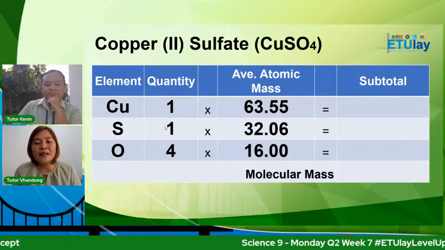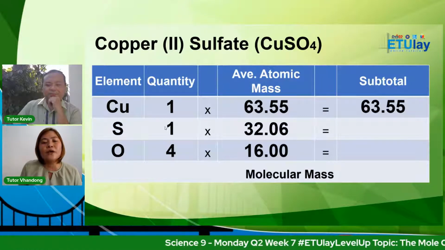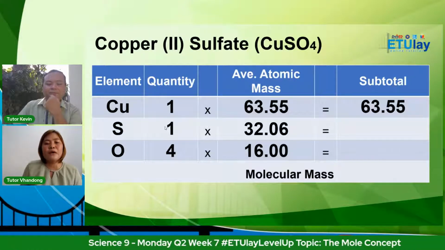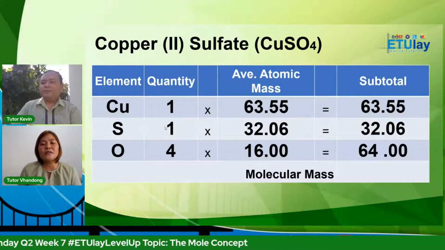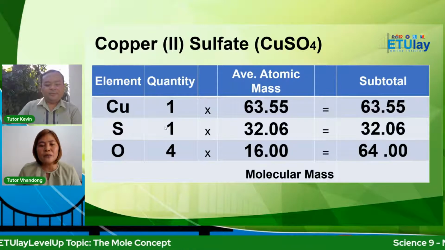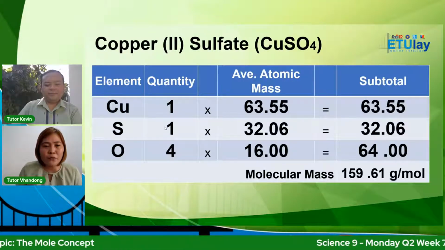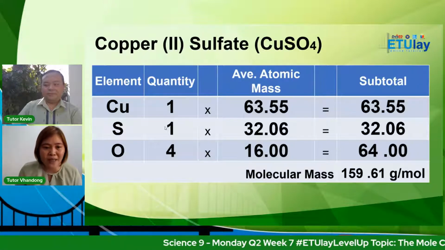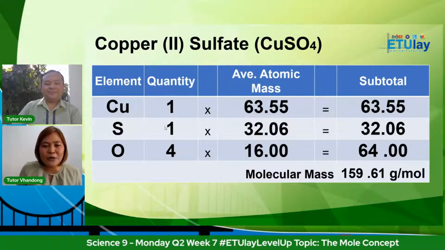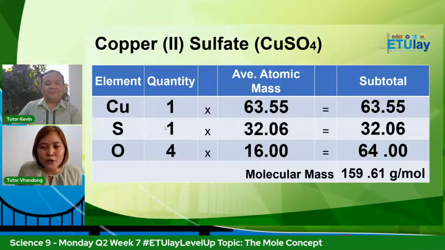Multiply that. The subtotal for copper is still 63.55, 32.06 for sulfur, and 64.00 for oxygen. And so the molecular mass for copper sulfate is 159.61 grams per mole. That is the molecular mass for copper 2 sulfate.